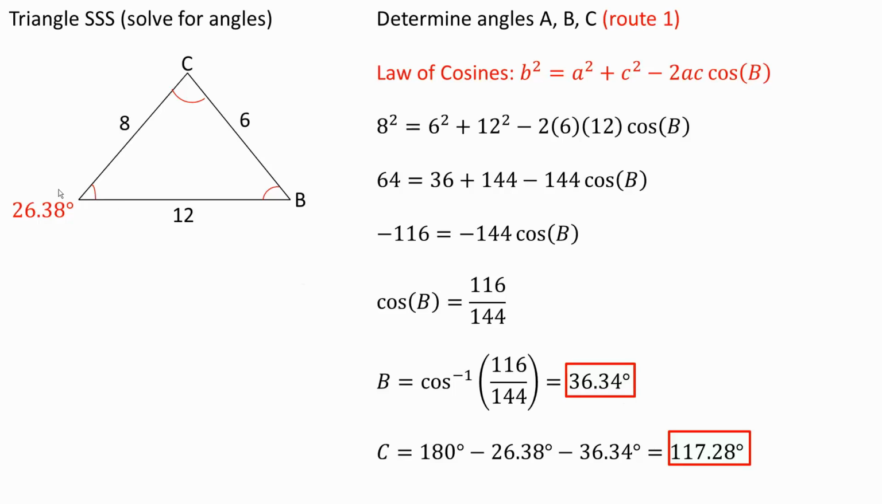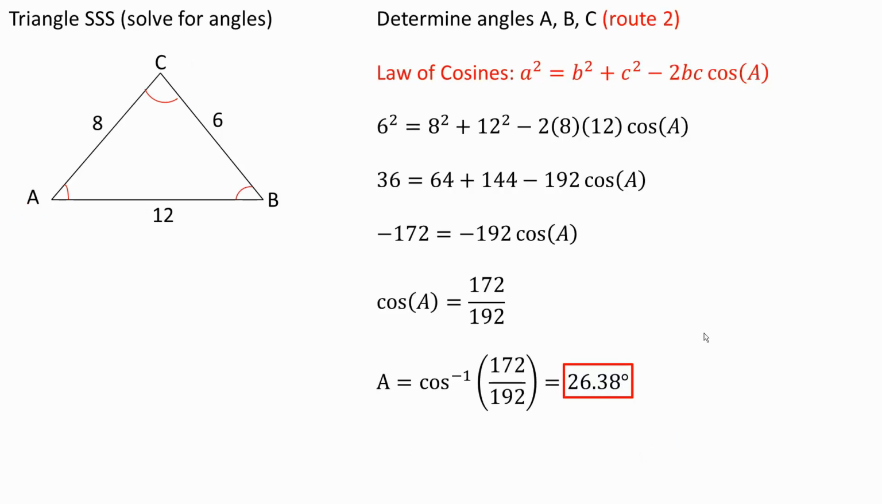We have this angle and we have this angle. And we know a triangle adds up to 180 degrees. And so the measure of angle C is equal to 180 minus 26.38 minus 36.34, and we get 117.28 degrees. Now, like I said, I will solve this problem using two routes. And so the second way to do it, first we do the law of cosines. We get the measure of angle A, which is 26.38 degrees.